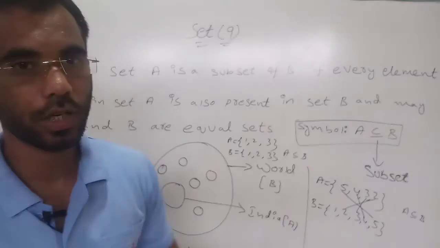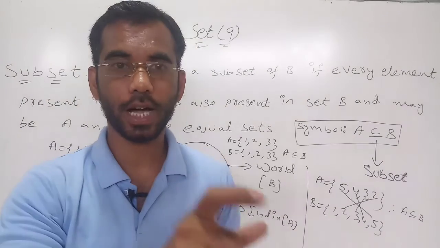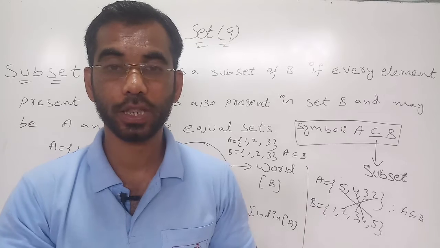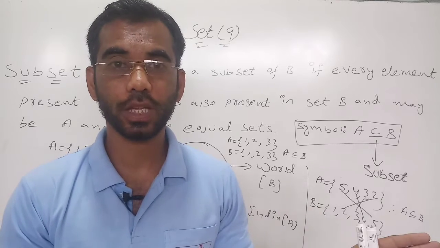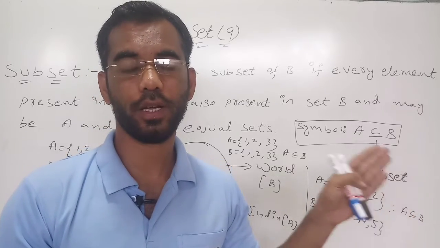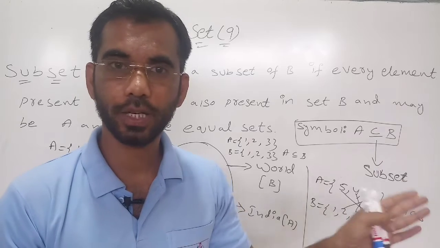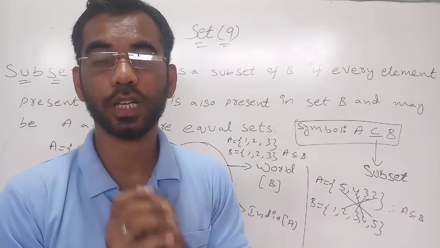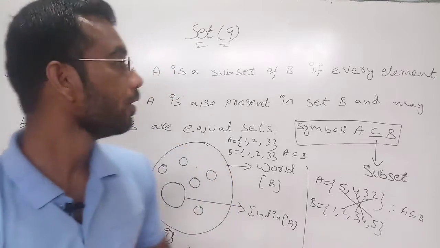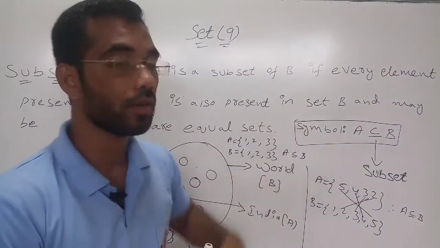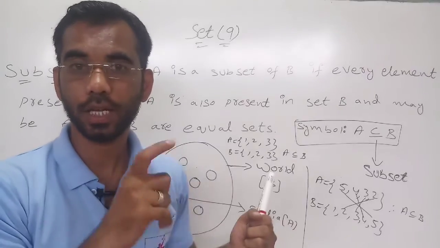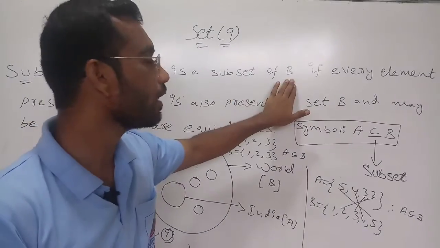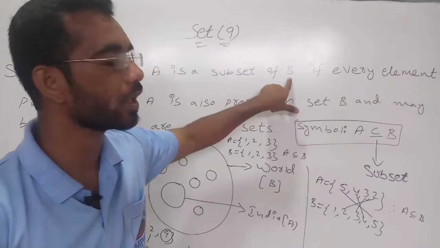Here we clearly understood that the elements which are present in A should be present in B. All the elements of A should be present in B. If one of the elements of A is not present in B, then A is not a subset of B. So this is the first set and this is the second set. You can name them anything, but the first I have taken as A, the second as B.